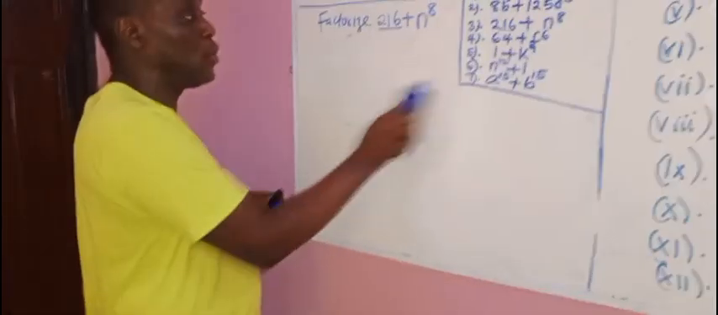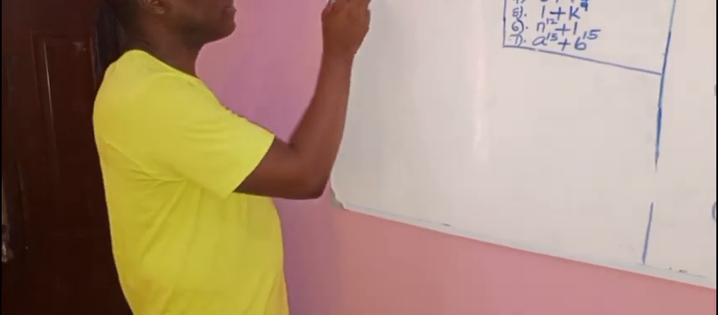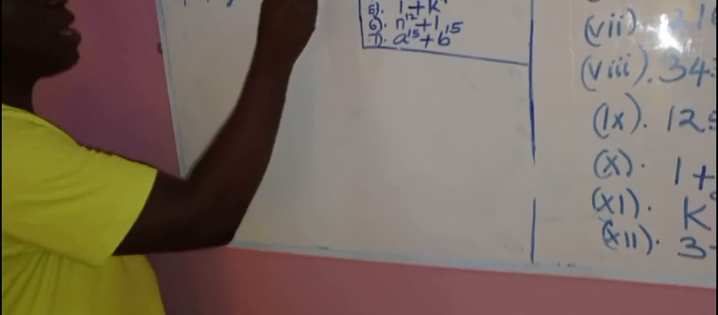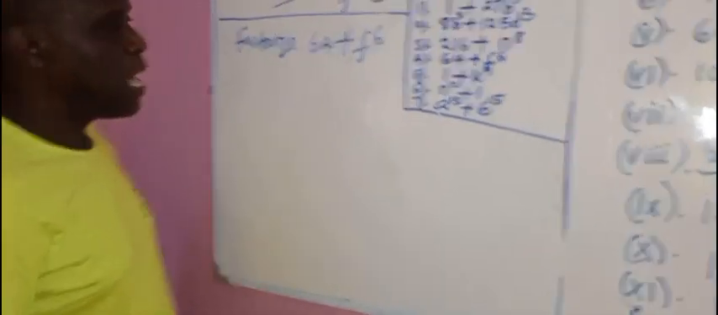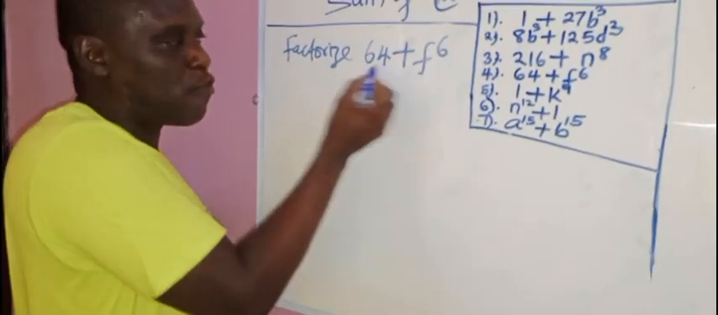Okay, go to video 2 under this topic. We treated that one there. Now let's look at this one. Factorize this. Another example. That is 64 plus f raised to the power 6. F raised to the power 6 will be a determining factor for this.